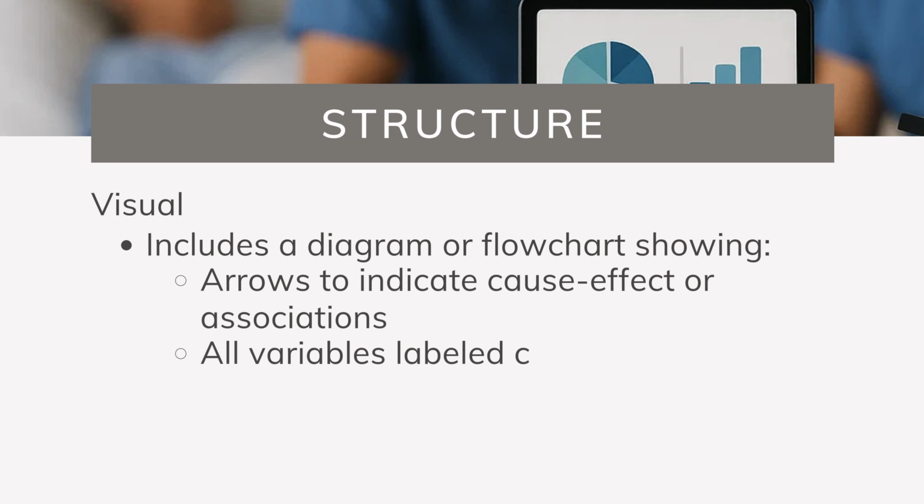Label each box with the exact term used in your SOP or hypothesis. Avoid vague labels like Factor 1 or Element A. Clarity ensures that your readers do not get lost trying to match your diagram with your paper.